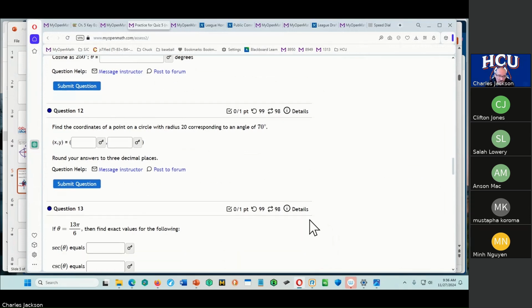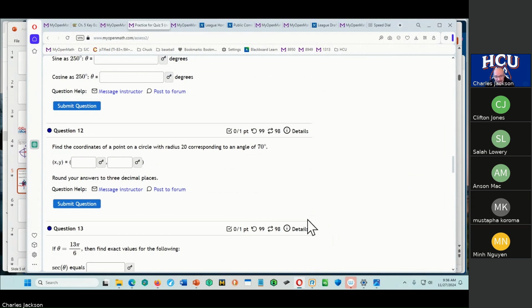Okay, so question 12, we just did that, didn't we? Angle of 70 degrees, and we said that was 0.94 and 0.342. Oh, circle of radius 20. Okay, so this is kind of convenient because we just did this.